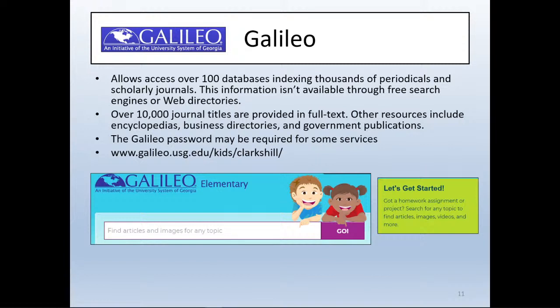Okay. How do I access Galileo? Well, you access Galileo through the gchrl.org website. And you do need a Galileo password. How do we get one of the passwords? Call into the library. They'll give you the current password for Galileo, or you can come into the library and they'll give you that as well.